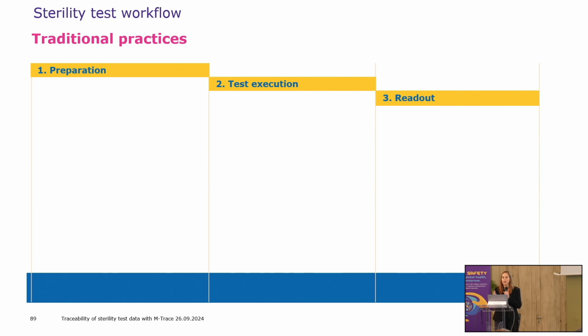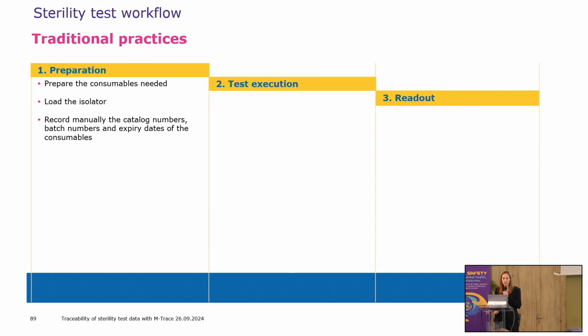And we are going to start seeing the activities that we perform when we use the traditional practices in the preparation. Well, first of all, we prepare the consumables needed. Then we load the isolator. We manually record the catalog numbers, the expiry date, and the batch numbers of the consumables. We manually record the operator and the time. And we manually record the isolator and the decontamination cycle of the reference.